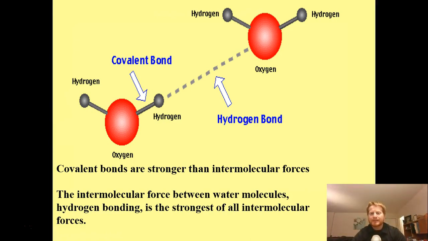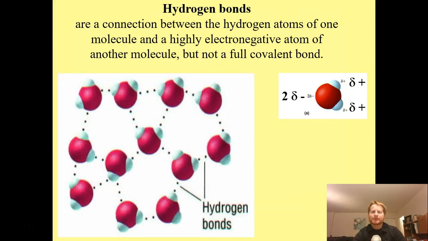But another important point is that even though intermolecular forces in general are weak, the strongest among them that water utilizes is the hydrogen bond. So even though intermolecular forces in general are very weak, hydrogen bonding, which is not a bond at all, is actually the strongest among them, and that's going to lead us into all of the properties that we discussed in the video essentially. So just another example here, hydrogen bonds are a connection between the hydrogen atoms of one molecule and a highly electronegative atom of another molecule, but not a full covalent bond. So they're very different things essentially.